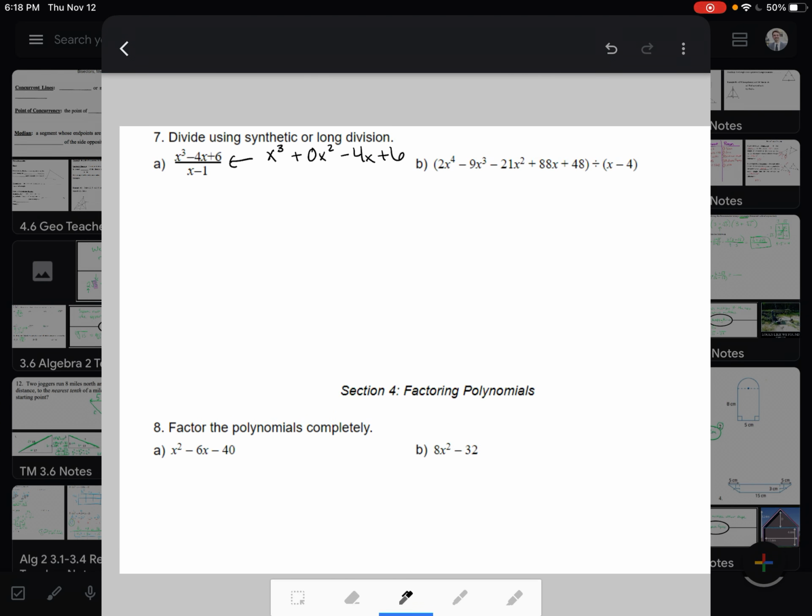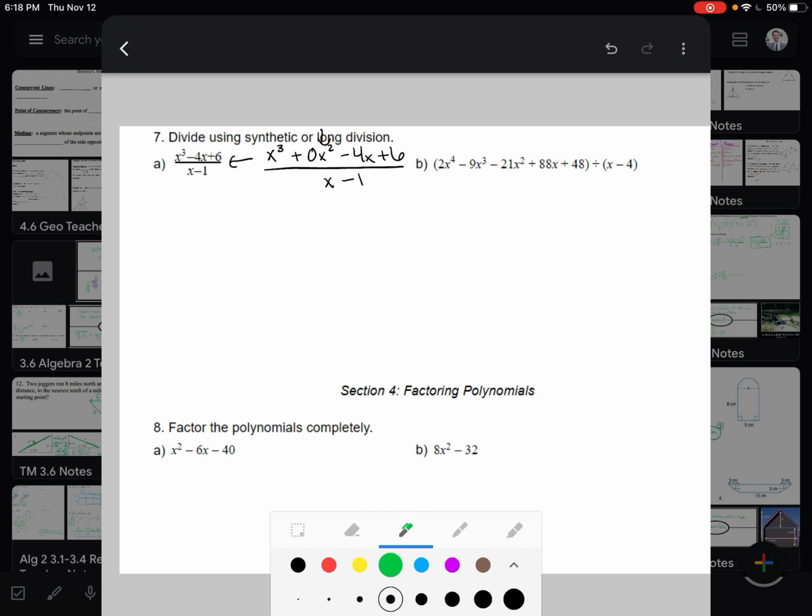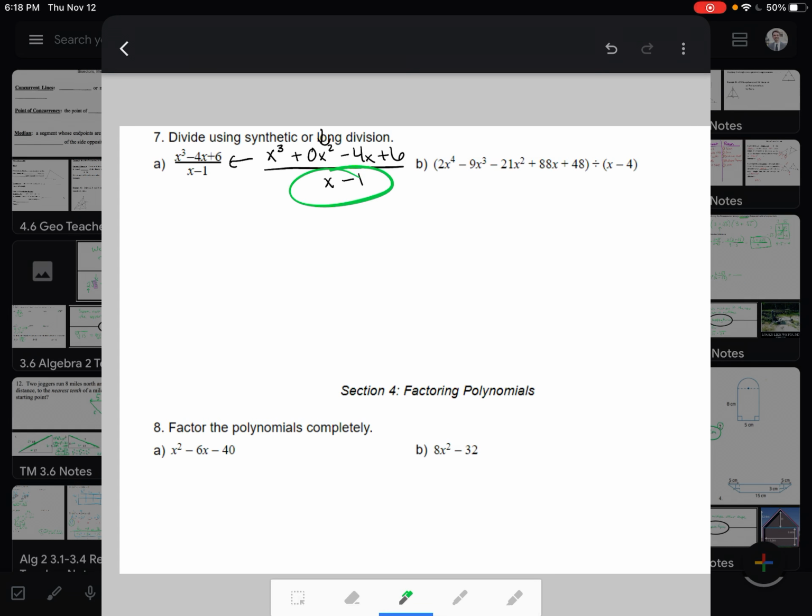Can't do that. We need to rewrite this question as x to the third power, 0x squared minus 4x plus 6. Again, can't skip degrees, got to put our second degree in there. There is no second degree, so we put in 0. Now we are dividing by x minus 1. So we got to set this up. In our box goes the opposite. What we see here, that's a minus 1, so we put a positive 1.